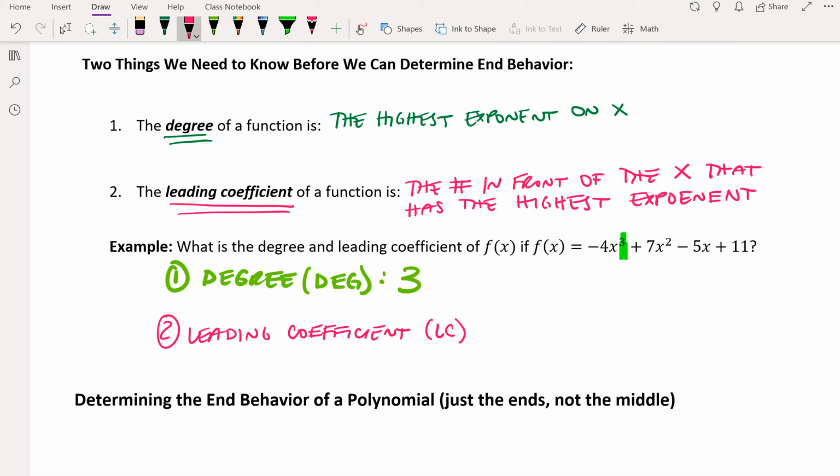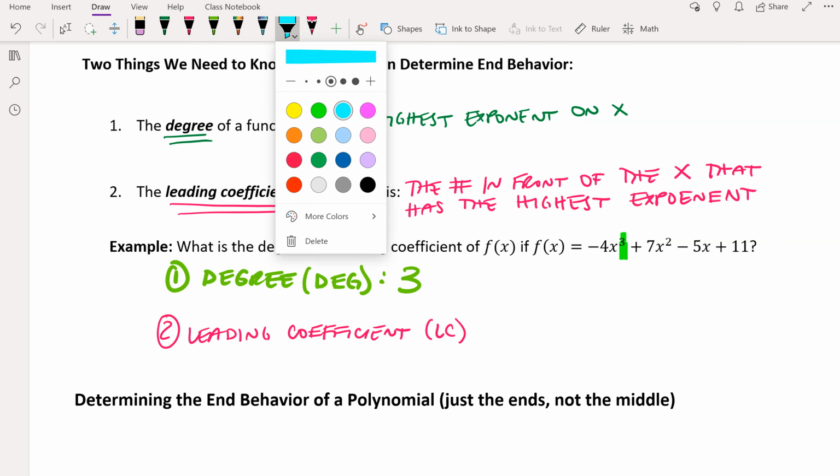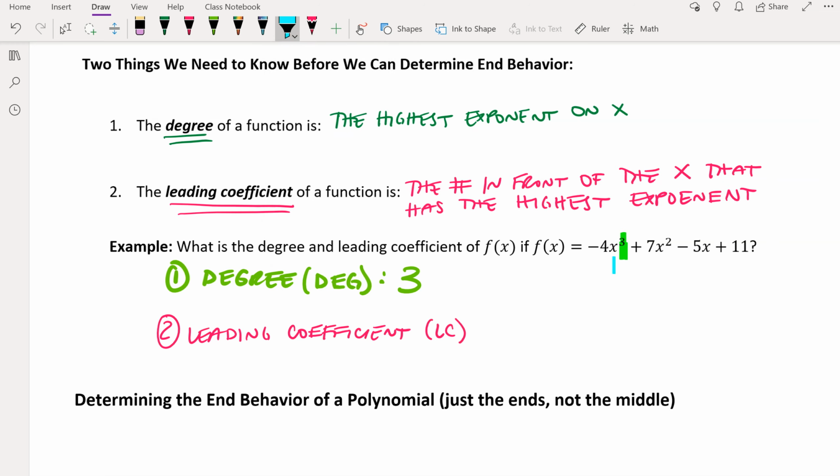Leading coefficient, we're going to look at the number that's in front of the x that has the highest exponent. So go to the x with the highest exponent, which is here, and look at the number in front. That's my leading coefficient. Leading coefficient, negative 4. Boom.